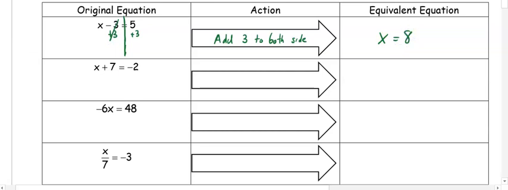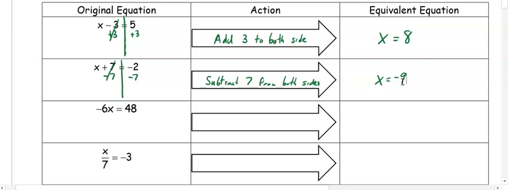In our next one, we have x plus 7 equals negative 2. So I'm going to draw my line to split the two sides. This time, because it's addition, the inverse is subtraction. So we're going to subtract 7 from both sides. So the 7's cancel out, leaving us with x. Negative 2 minus 7 gets us x equals negative 9.